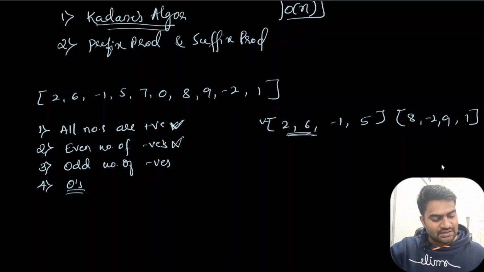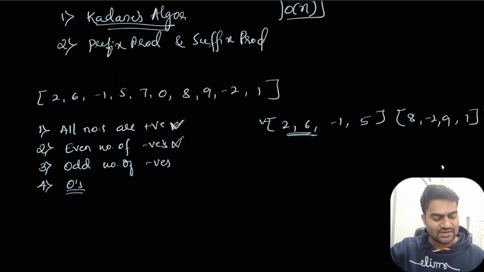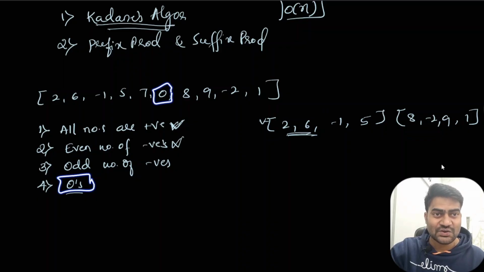So this is for an odd number of negatives, correct? We got to know what we need to do when there is an odd number of negatives. But what if there is zero? Why is zero a special case? Because if you multiply it with any number, it will give us zero, right? Then we cannot really come up with the maximum product, correct?